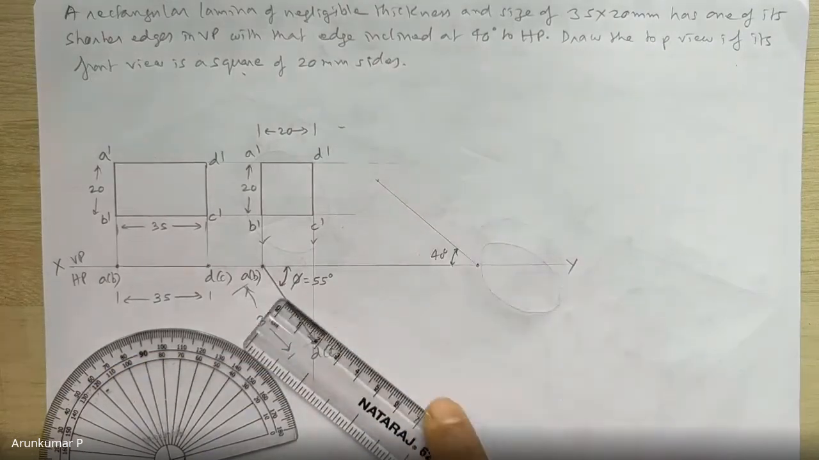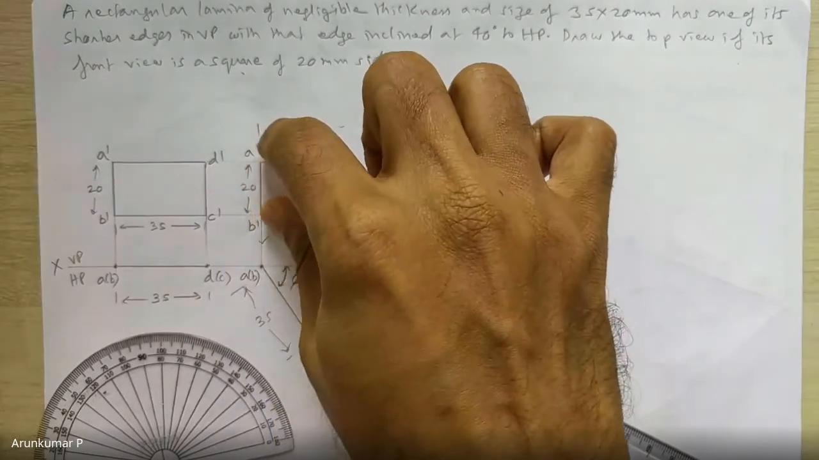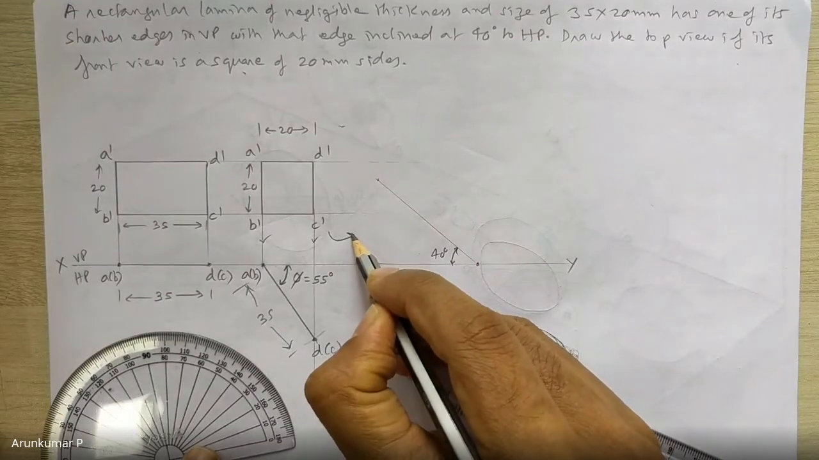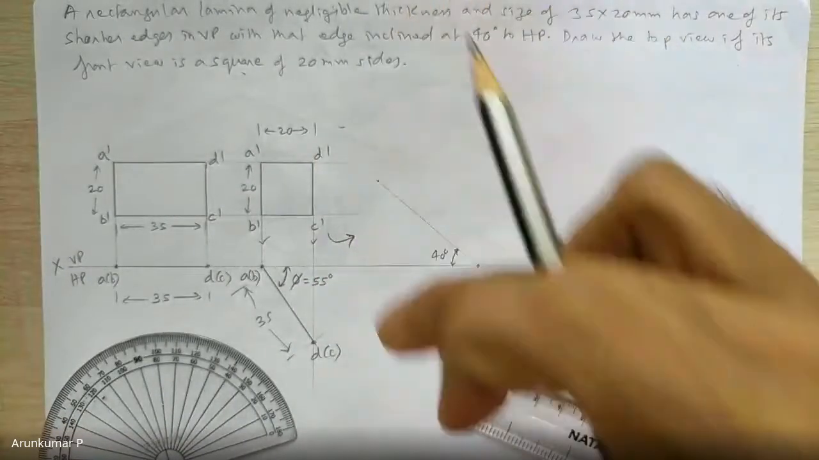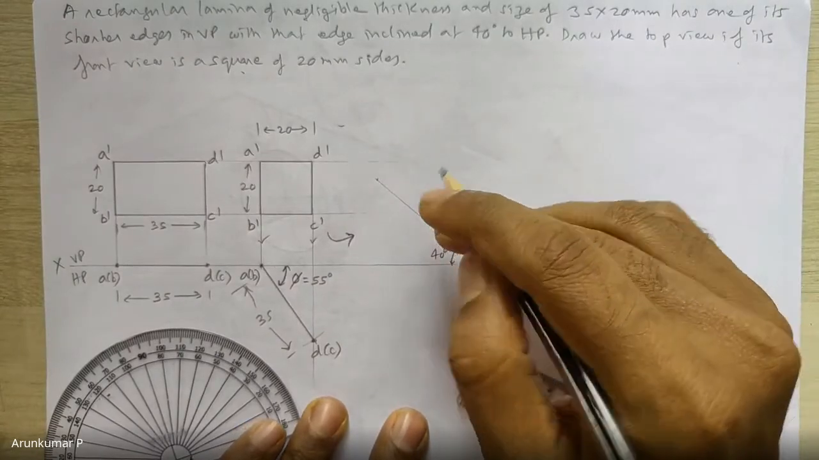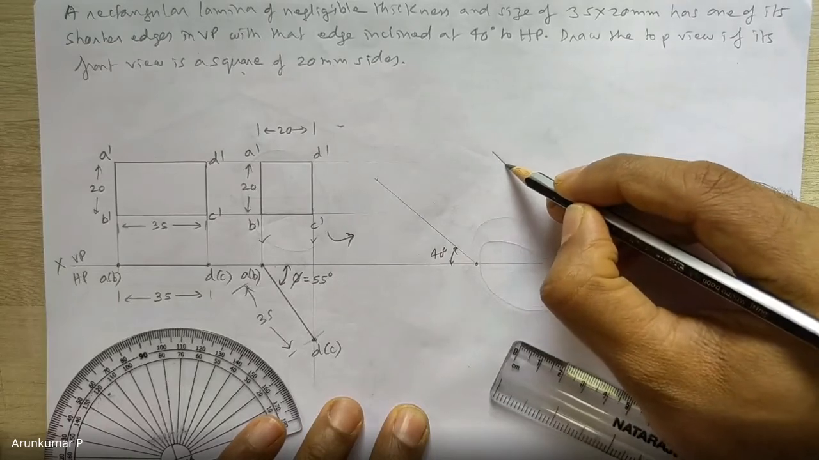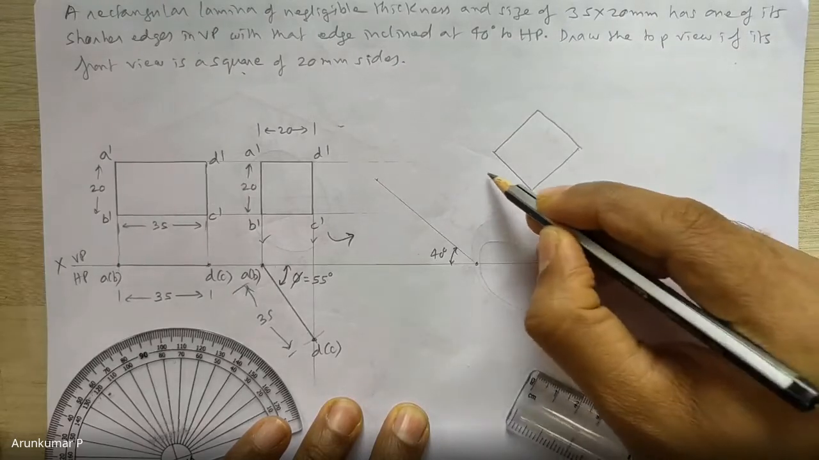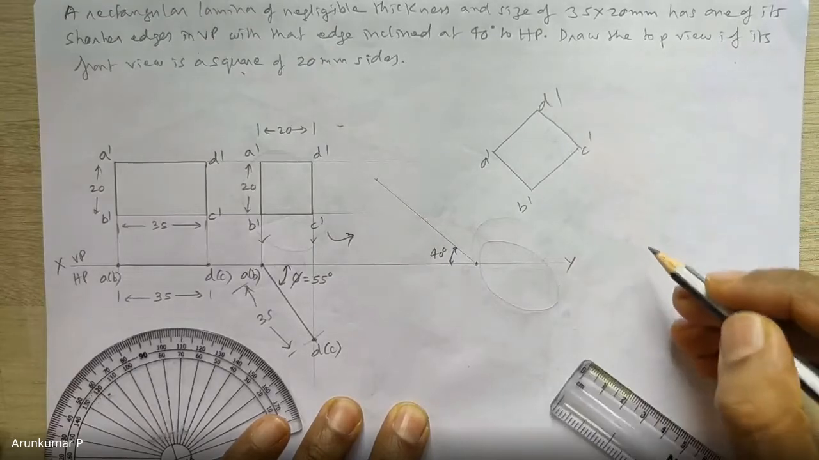And on this 40-degree line, you have to place A dash, B dash. So this whole square is going to be rotated in which direction? Anti-clockwise or counter-clockwise direction. So you are going to get it like this. Okay. So A dash, B dash would be here. So roughly you will get the shape like this. So this is A dash, this is B dash, this is C dash, this is D dash.